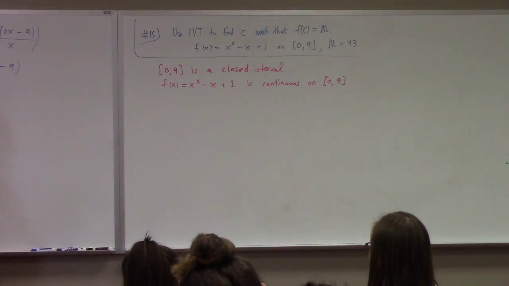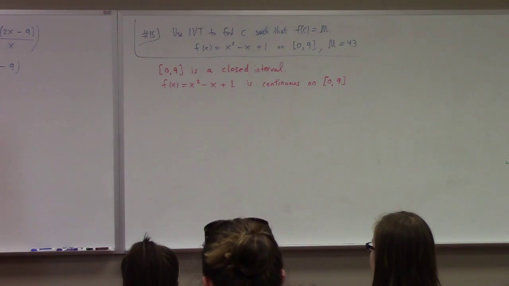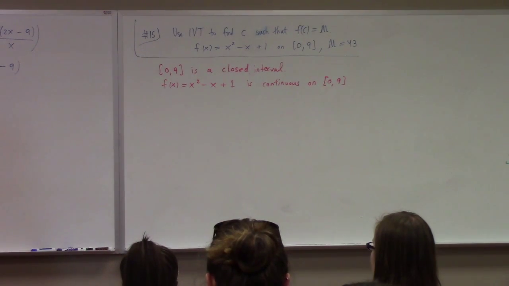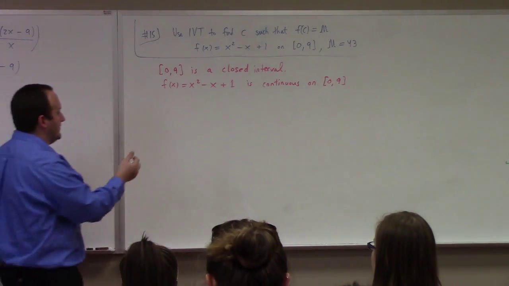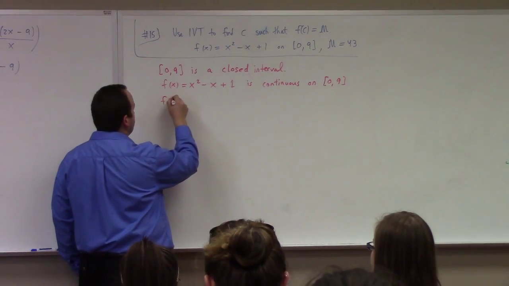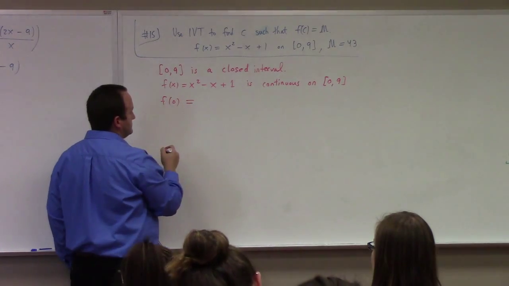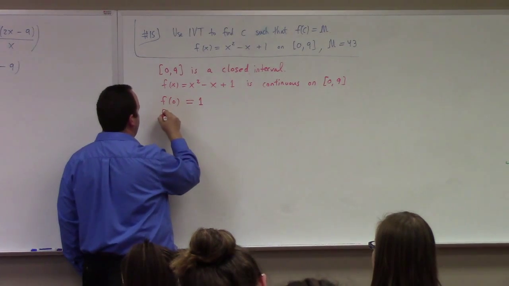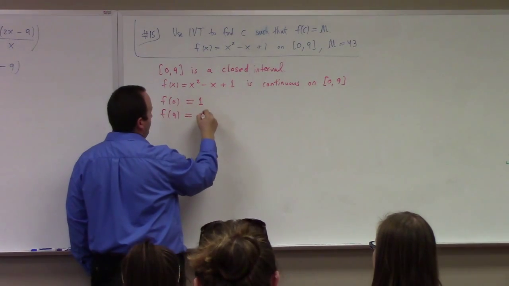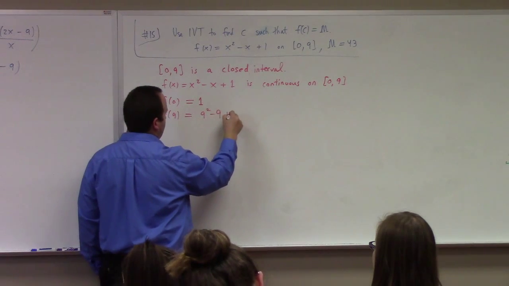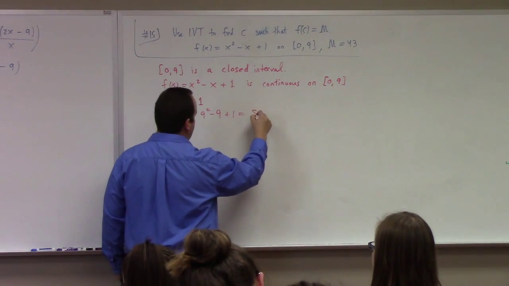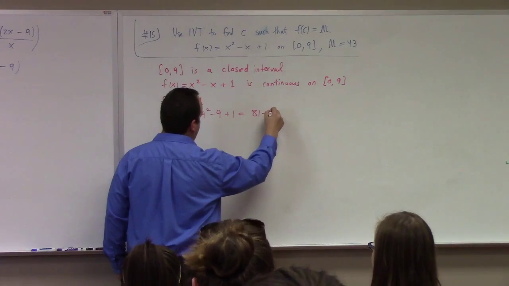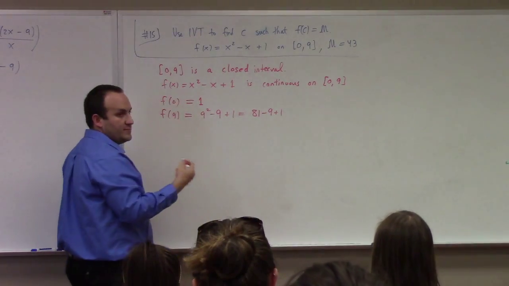So the intermediate value theorem says if you look at f of 0 and if you look at f of 9, then any value between those, whatever those two things happen to be, this function has to attain at least once. So let's figure out f of 0 and f of 9 and make it less abstract. What's f of 0? 1, okay. F of 9 is what? 9 squared minus 9 plus 1, otherwise known as 81 minus 9 plus 1. What is that, 73?